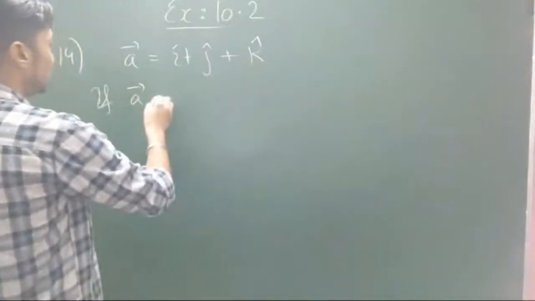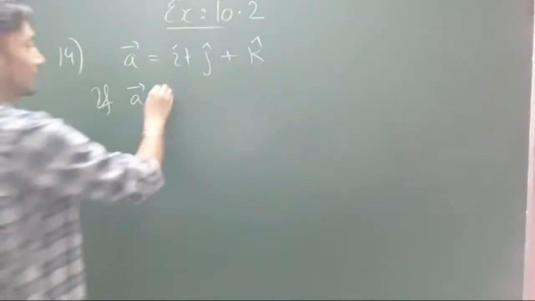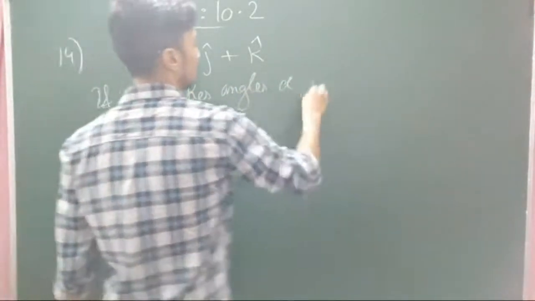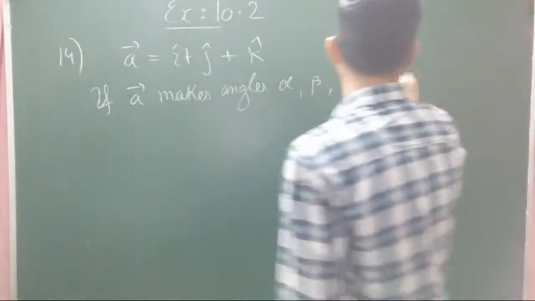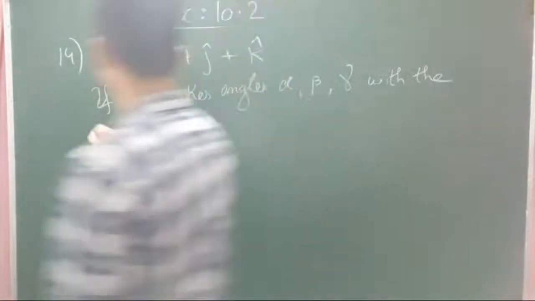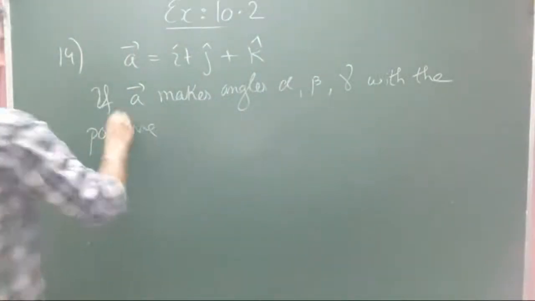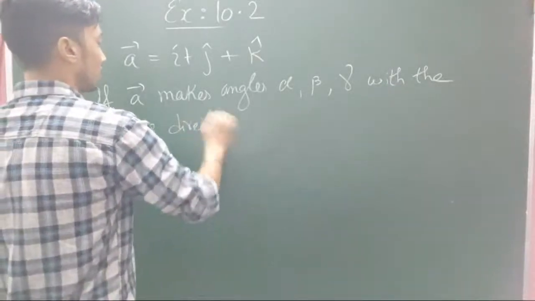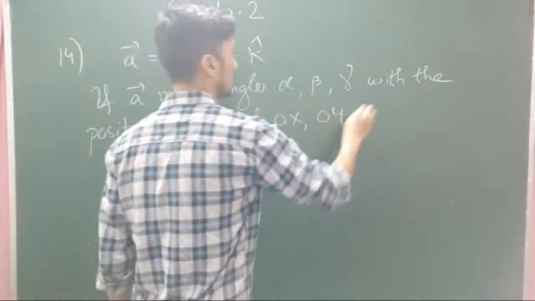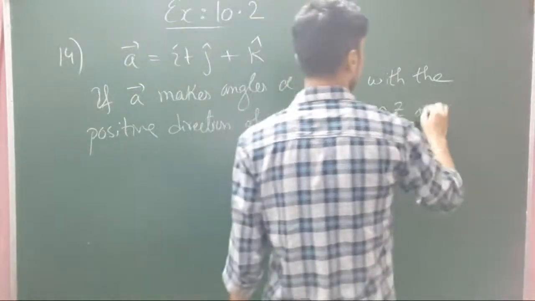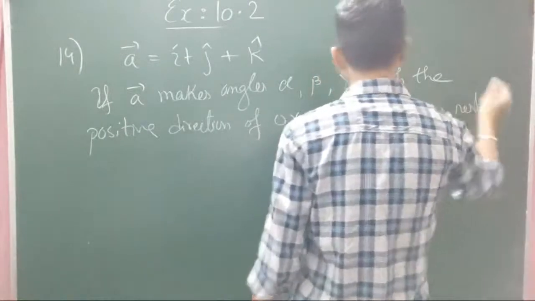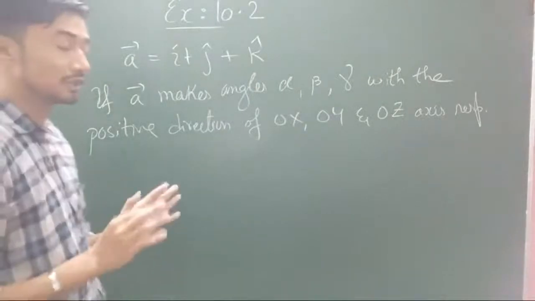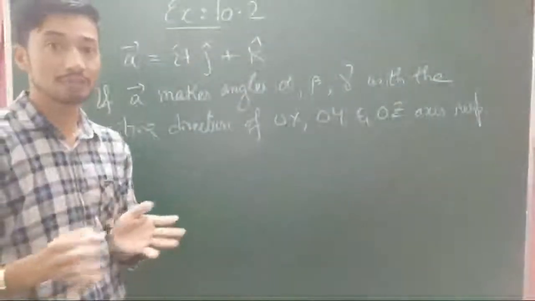So if vector A makes, let's say, angles alpha, beta and gamma with the positive direction of the OX, OY and OZ axis respectively. Fine. Now let's try to find out the direction cosines. From there we'll get to know the angle, because direction cosine will give us cos alpha. With the help of that we will have alpha.